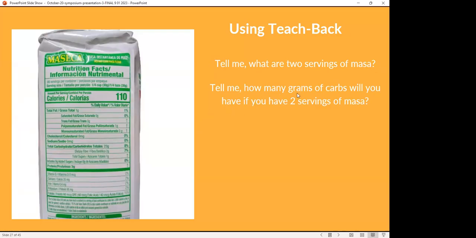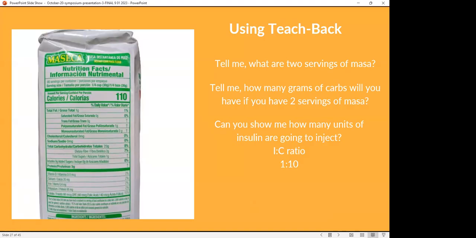And tell me, how many grams of carbs will you have if you have 2 servings of masa? Then they have to tell you 46. That's it. That's the answer. If they say to you, I'm going to have 16%, you know that they don't know what to do. And if they're using insulin and they have a 1-to-10 ratio, then they need to know.